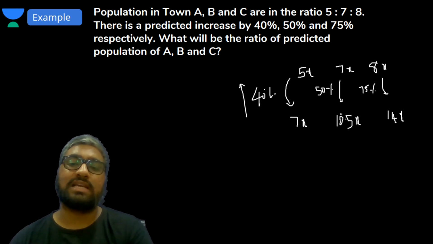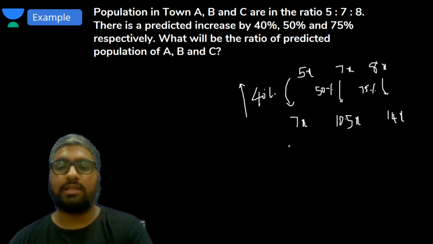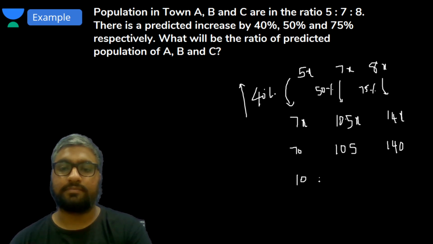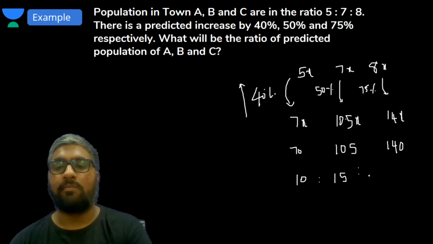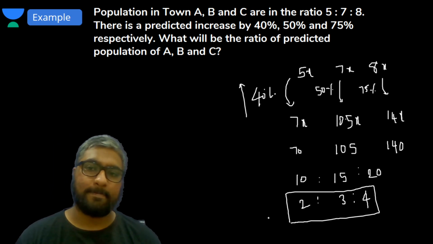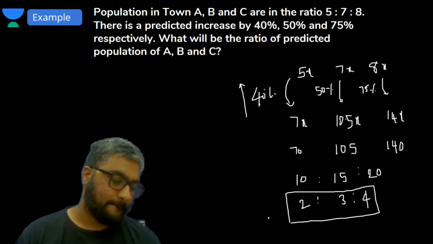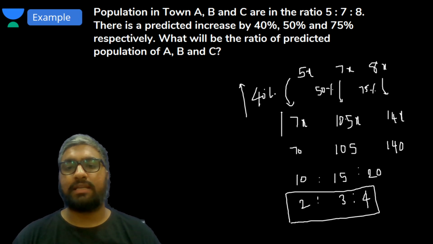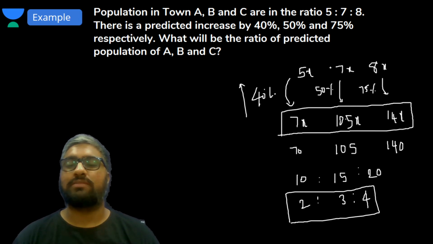So the new ratio is 7:10.5:14, or in other terms, 70:105:140. And we all know that all of this is divisible by 7. So this would be 10, this is 15, this is 20, which is again 2:3:4. Any confusions here? Anyone? Super. So just a direct percentage increase. You do not have to use any other tool. Just do it mentally. Simple as that.